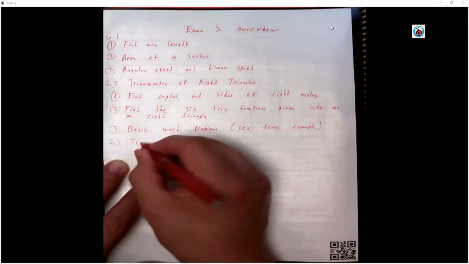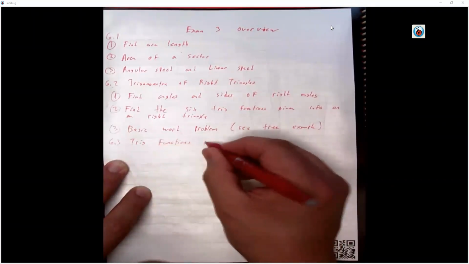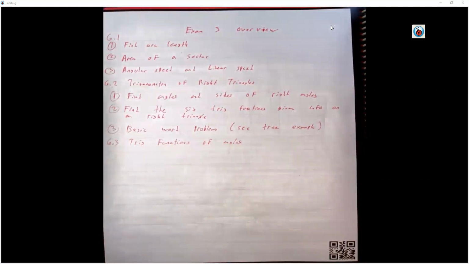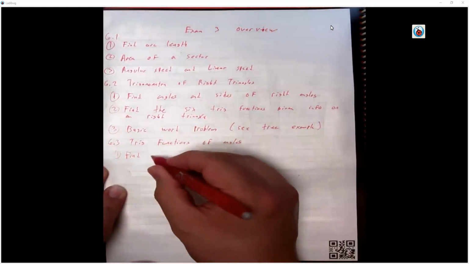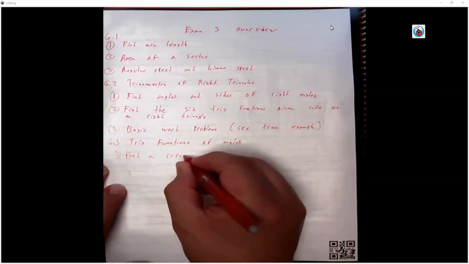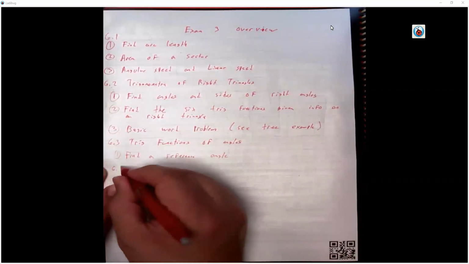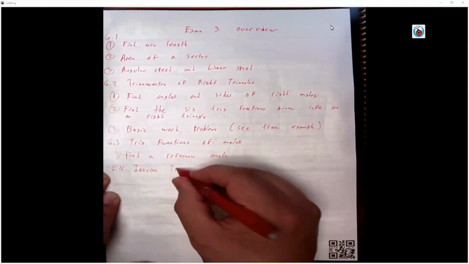6.3 might be the only section I might throw out, because there's only one thing I care about, and I've already asked about it in the last exam. Find reference angles. That's it. 6.4, inverse trig functions.